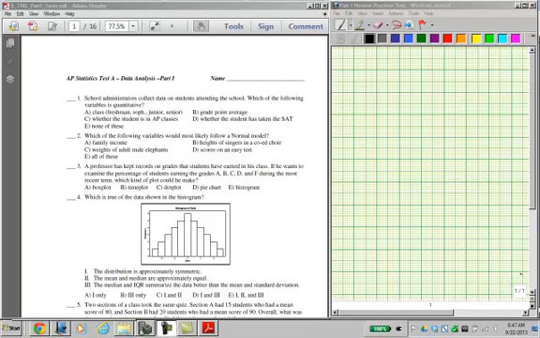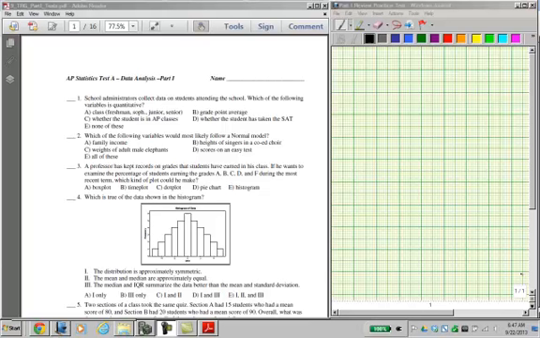So we're going to do a practice test here, and we're going to do some multiple choice questions because we haven't done those yet. School administrators collect data on students attending the school. Which of the following is just quantitative? A, class. That's categorical. There's no, you just pile up the number of people that are in each class, or you take percentages of them, but you don't quantify the data.